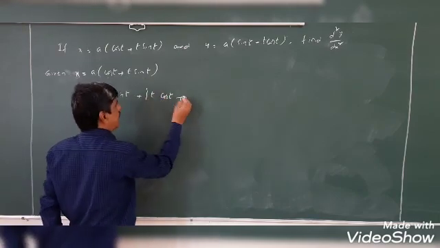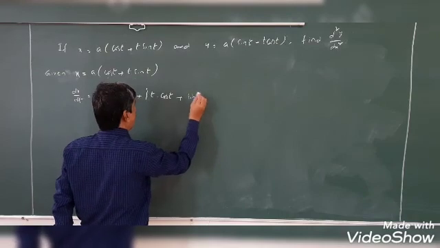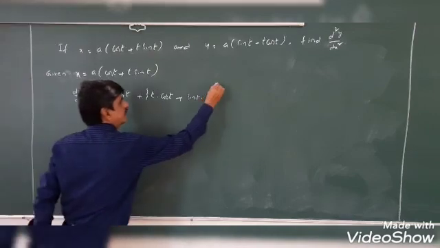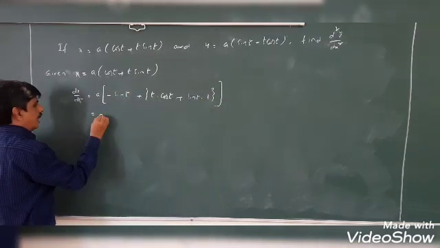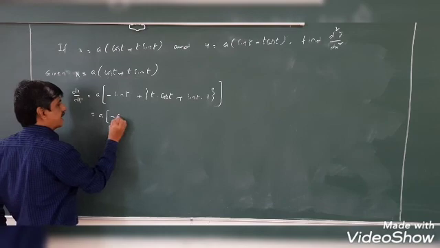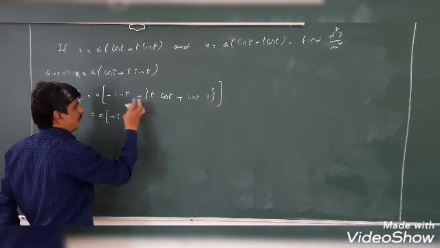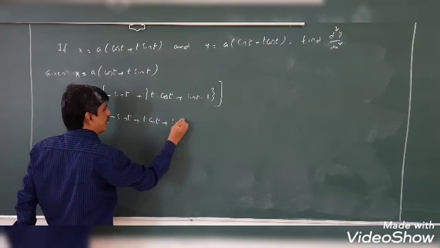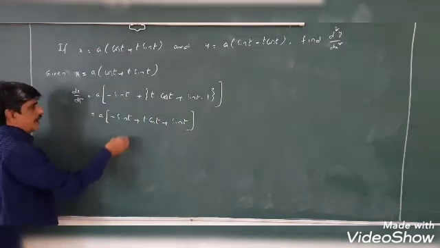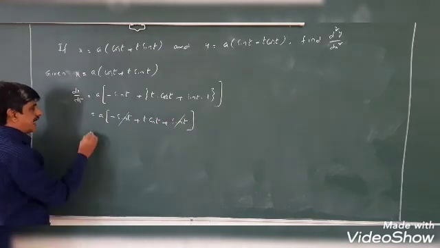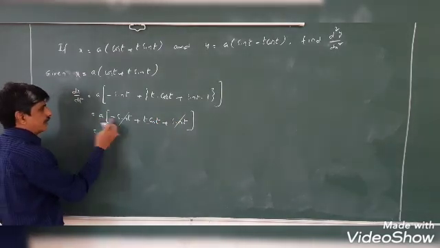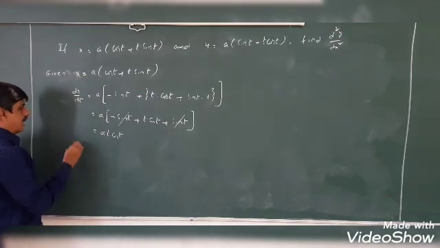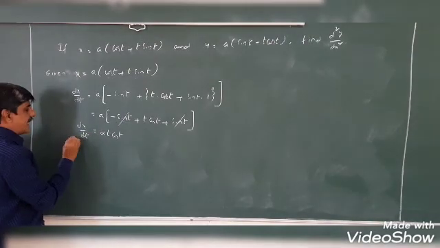plus sin t, keep it same. Then d by dt of t is 1. It is a into minus sin t. So before this bracket plus is there. So then this is t cos t plus sin t. Minus sin t plus sin t gets cancelled. So dx by dt is equal to a into t cos t. So a t cos t is the value of dx by dt.